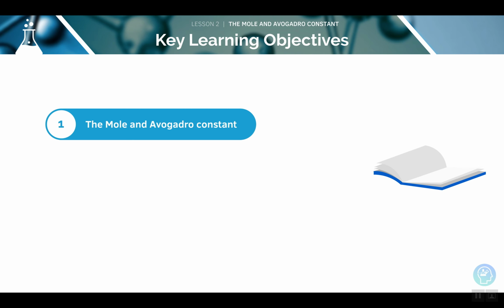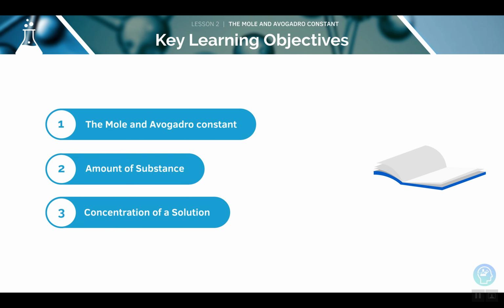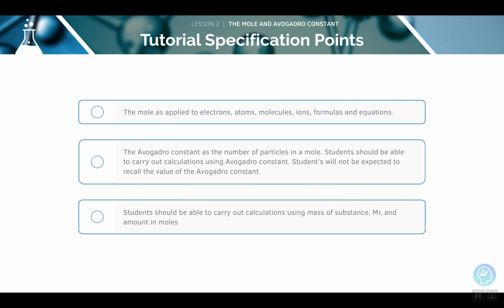Let's outline our key learning objectives for this session. First, we'll look at the mole and Avogadro constant, move on to amount of substance, and finally look at the concentration of a solution. Here are the specification points for this tutorial. Pause the video now to have a read through them before we begin.